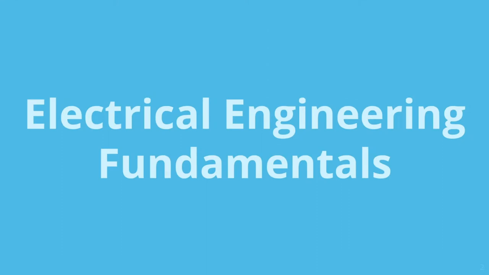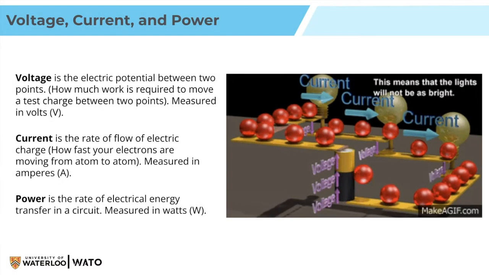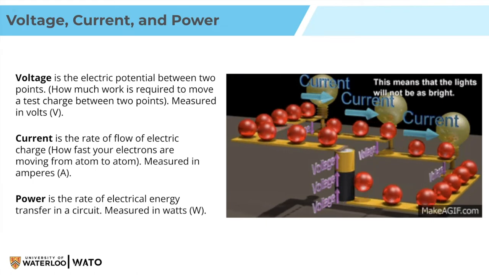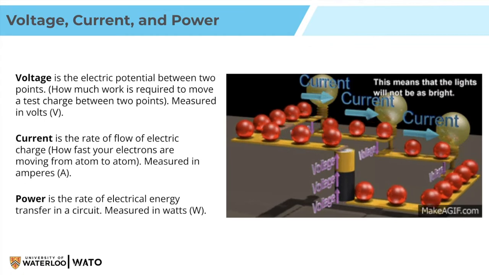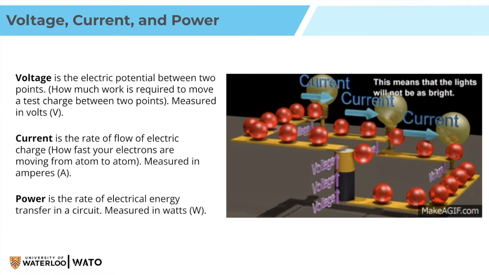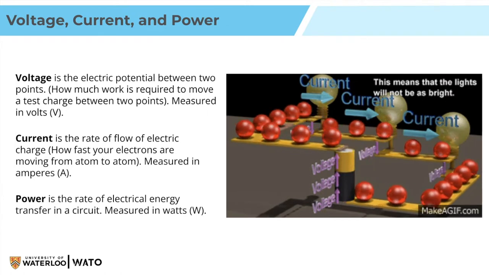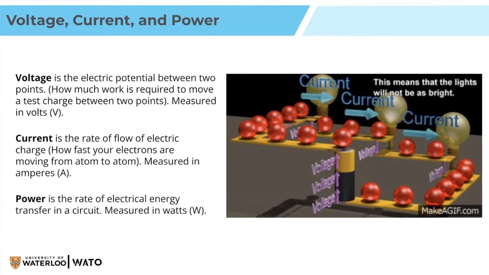Okay, so let's start out with some fundamentals that are crucial to understand before we can start talking about the power systems on the car. So the three main things that you need to know in electrical engineering are the concepts of voltage, current, and power. Voltage is going to be the electric potential difference between two points. So this is essentially going to measure how much work is required to move a test charge between two points. And this is going to be measured in volts.